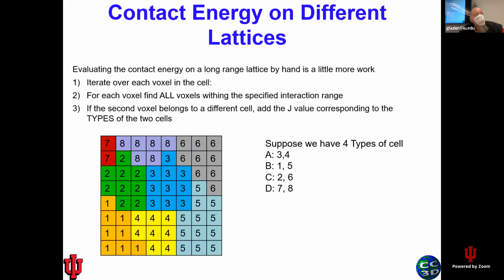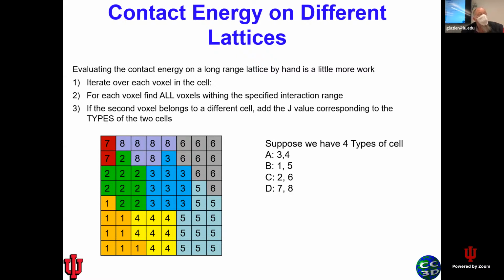So if I want to evaluate the contact energy in a longer range lattice, it's a little bit more work, and I have a little example worked out. I'm not going to assign that as a homework problem. So how do I do it? I pick all voxels of a cell. For each voxel, I have to find all voxels in different cells within the interaction range. I have to check what the type of that neighbor cell is, and then I have to add that number up.